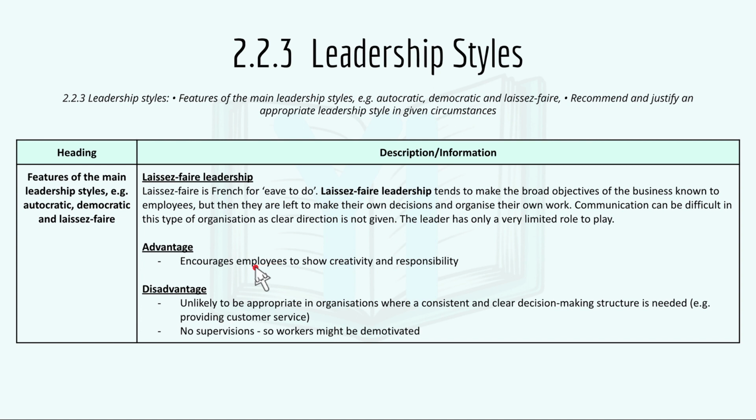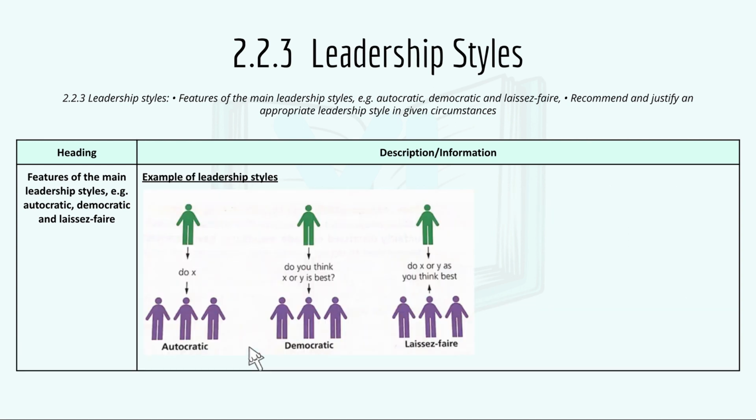Advantages could include that it encourages the employees to show creativity and responsibility, but a disadvantage could be that it's unlikely to be appropriate in organizations where a consistent and clear decision-making structure is needed, like providing customer service, and there's no supervision, so workers might be demotivated. Then we have examples of leadership styles with autocratic, democratic, and laissez-faire.